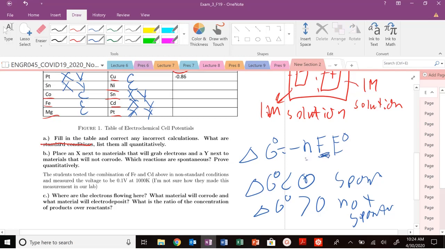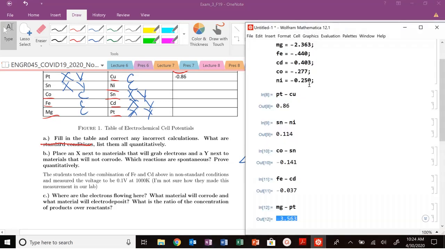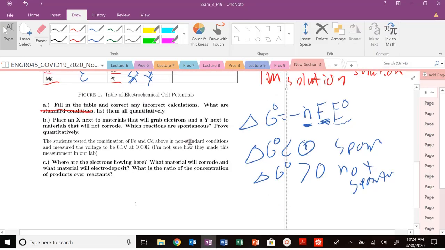Faraday's constant, I know this is always going to be positive. n is just my number of electrons. E naught is the cell voltage that I read. Now I know if E naught is positive, I'm going to have a spontaneous reaction. So this is spontaneous, this is spontaneous. These will not be spontaneous because my delta G naught will be greater than 0. All right, we're moving along through this problem.